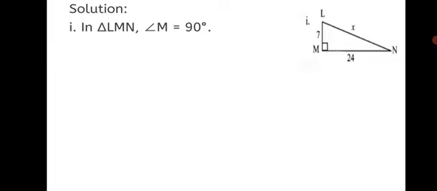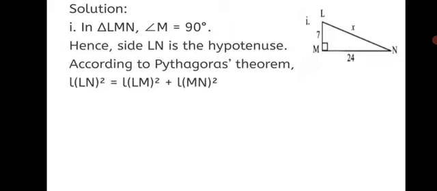In triangle LMN, angle M is equal to 90 degrees. Hence, side LN is the hypotenuse. We have to write down what we know, that in triangle LMN, angle M is 90 degrees, hence side LN is the hypotenuse. Now we take it as according to Pythagoras theorem. You have to mention it. According to Pythagoras theorem, write the formula.